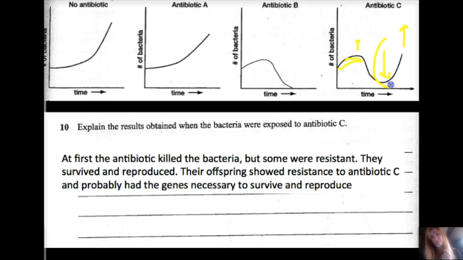But basically what I'm going to talk about is here, because that's where the effect took place. At first, the antibiotic killed the bacteria, but some were resistant. See these that didn't get killed, the amount of bacteria that didn't die, they were resistant. They survived and reproduced. Their offspring showed resistance to antibiotic C and probably had the genes necessary to survive and reproduce, and that's why they increased. Alright, now it's time for multiple choice questions.